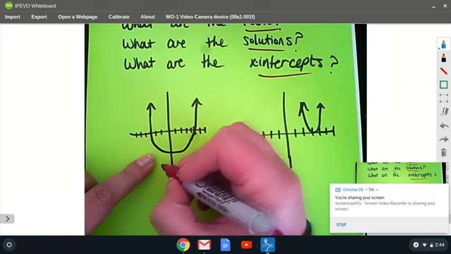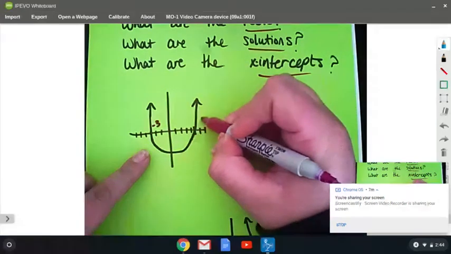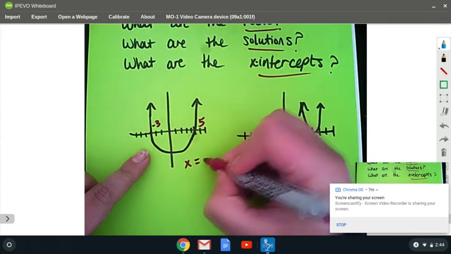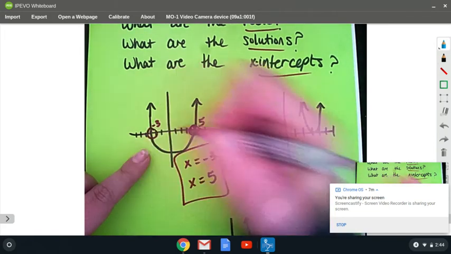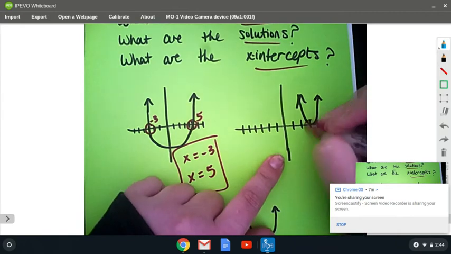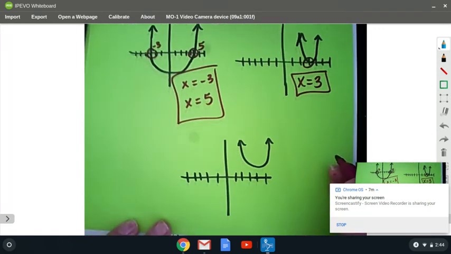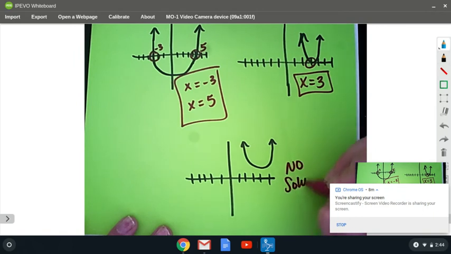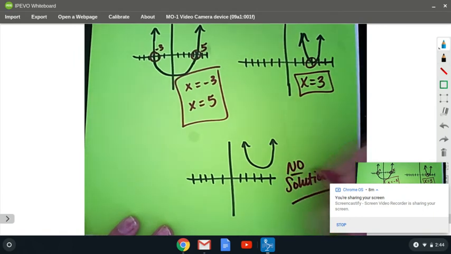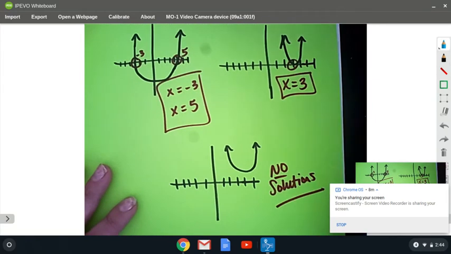So if I were to name where this crosses the x-axis, this is at -3. This is at +5. So it crosses at x equals -3, x equals 5. These are the 2 places it crosses. Here it crosses once. It crosses at just x equals 3. Here, it never touches my x-axis. So there are no solutions, no zeros, no roots, no x-intercepts.